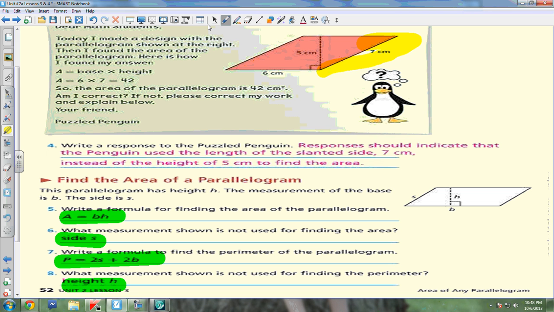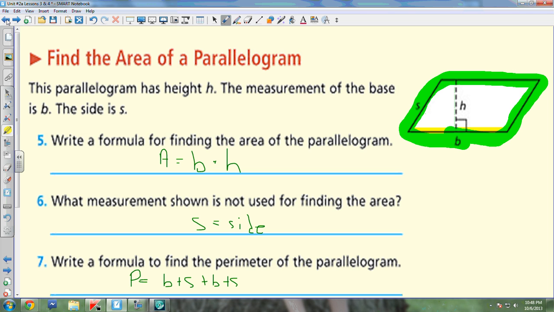this for number 4, and I do want you to copy this down. Write the response to the Puzzled Penguin. The penguin used the length of the slanted side, 7, instead of the height of 5 centimeters to find the area. Alright, let's jump back then to number 5.